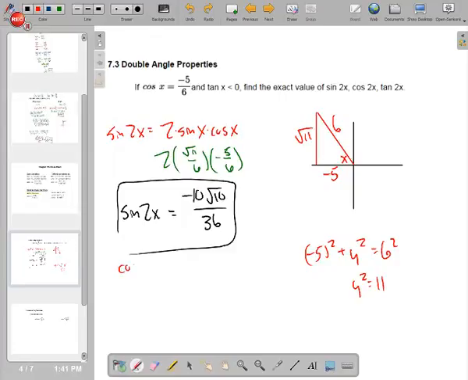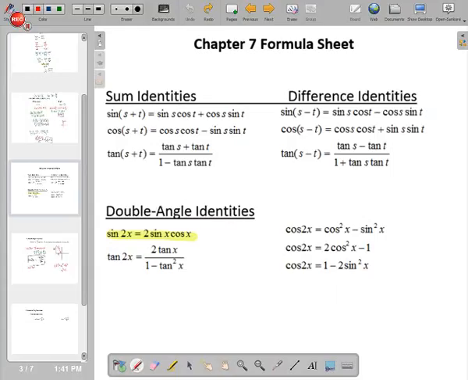I'm going to do pretty much the same thing for the cosine of 2x, but it's a different property. It doesn't matter which one you pick. I just like this one, so I'm going to do that one.